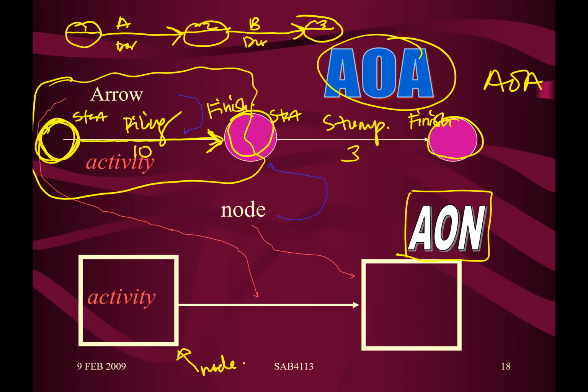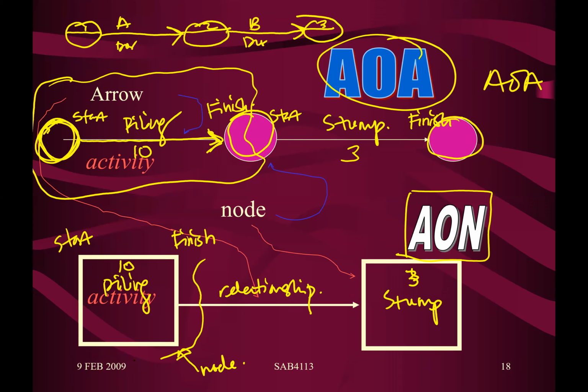And then, how about the activity? The activity is put inside the node, such as piling. How many days of piling? 10 days. And how about this arrow? This arrow does not indicate an activity. It just indicates a relationship. What is the relationship between piling and stump? Let's say 3 days. The left side of the box indicates start. The right side of the box indicates finish.